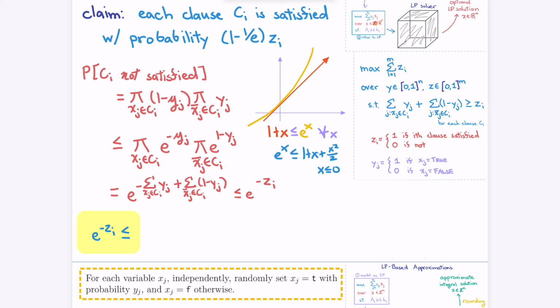Sure. e to the minus x is less than or equal to 1 over 1 plus x. But isn't this also very close to 1 minus x plus x squared over 2? I mean, yeah, it is. Or, really order x squared.